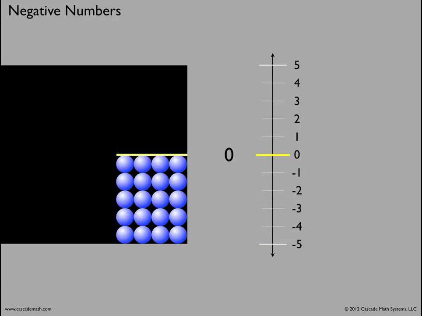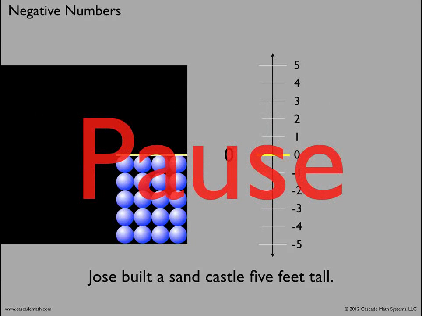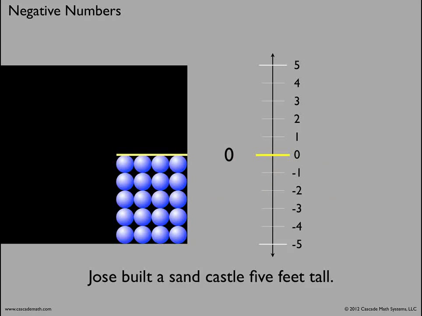Here's another one. Jose built a sandcastle 5 feet tall. Here's how I represented it. Since the sandcastle is going up, I represented the height as a positive 5. Positive 1, positive 2, positive 3, positive 4, positive 5. Remember, it's the number of balls that represent the 5 feet tall. They do not have to be in a straight line up. Let's try one more.